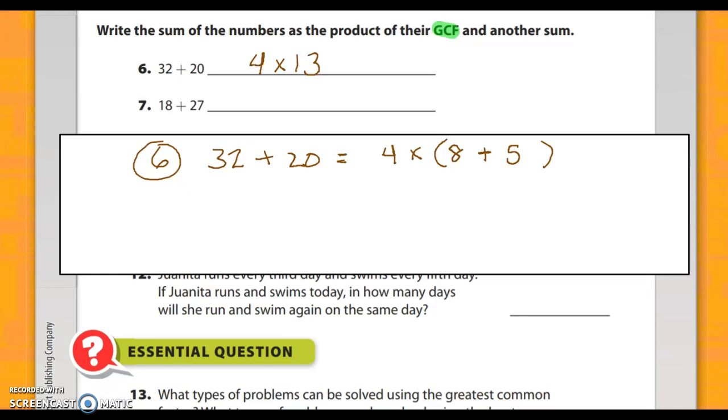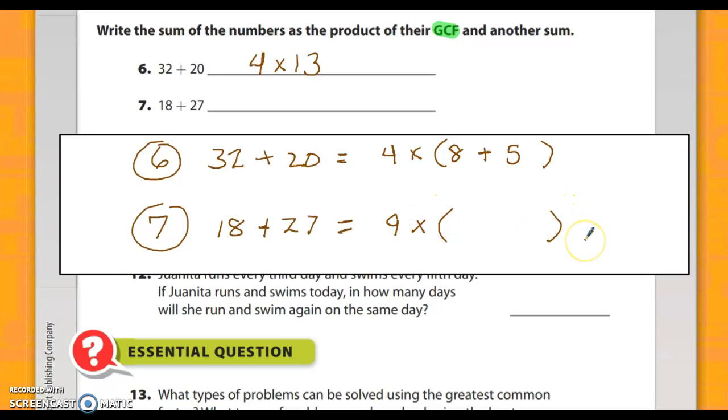So let's do the same thing for number 7. First things first is we're going to copy down the problem, and then we're going to identify the greatest common factor. And this is a simple one. These are both multiples of 9, so I'm going to say 9 is the greatest common factor.